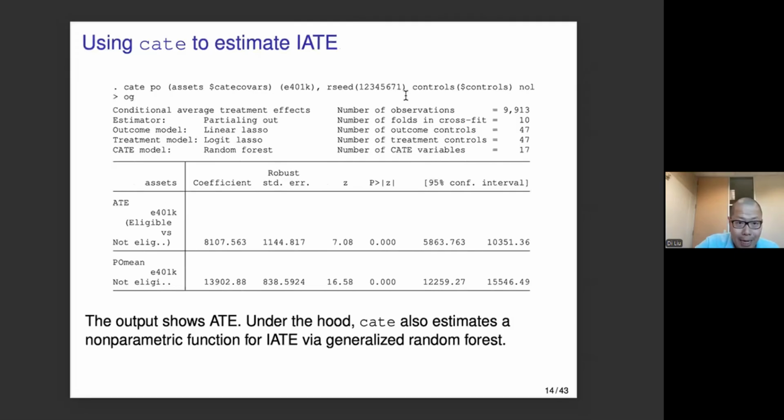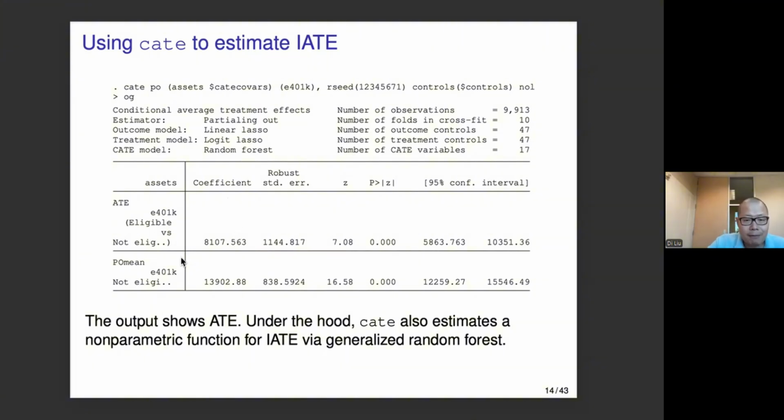Now we can use cate to estimate the ITE functions. We call cate po and specify the outcome variable and the CATE covariates in the first parenthesis. In the second parenthesis, we specify the treatment indicator e401k, and then we put the controls into the option controls. Because there's some cross-fitting going on, we need to specify rseed to make results reproducible.